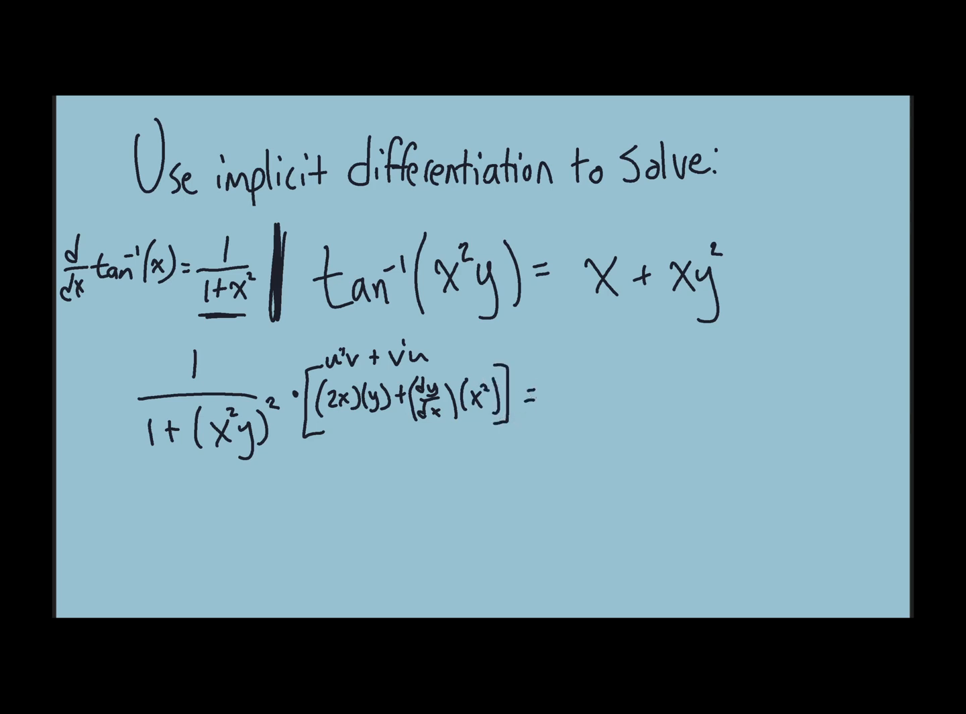Okay, and that's equal to the right side, which would be 1 plus, there's another product rule, u prime v plus v prime u. And u prime is just going to be 1, and v is going to be y squared, plus v prime, which is 2y dy dx. Don't miss that. And then u, x, like that.